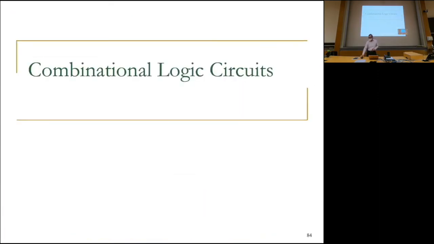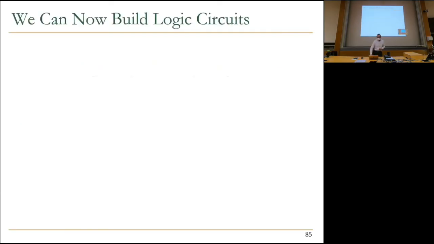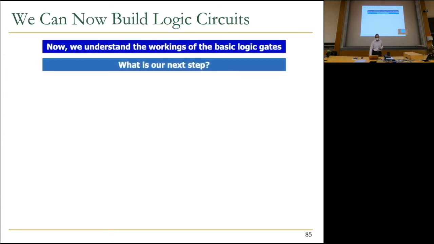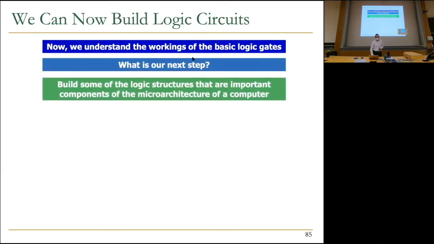Okay, now with that aside, which hopefully gave you a more relaxed timing, let's talk about combinational logic circuits a little bit more. Now we can build logic circuits because we have the basic components: NOT gate, AND gate, NAND gate, NOR gate, XOR gate. Let's build things. We understand the workings. We want to build some of the logic structures that are important components of the microarchitecture of a computer, right? Because we're going to build up to the next level slowly. In lecture 9, we're going to talk about ISA, and then we're going to go into microarchitecture, for example.